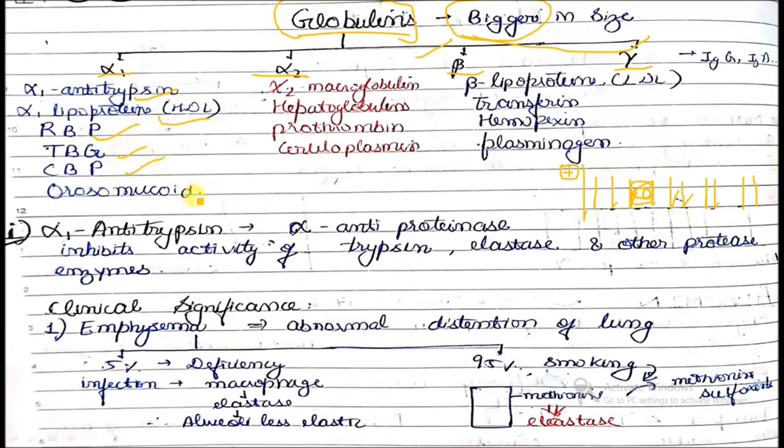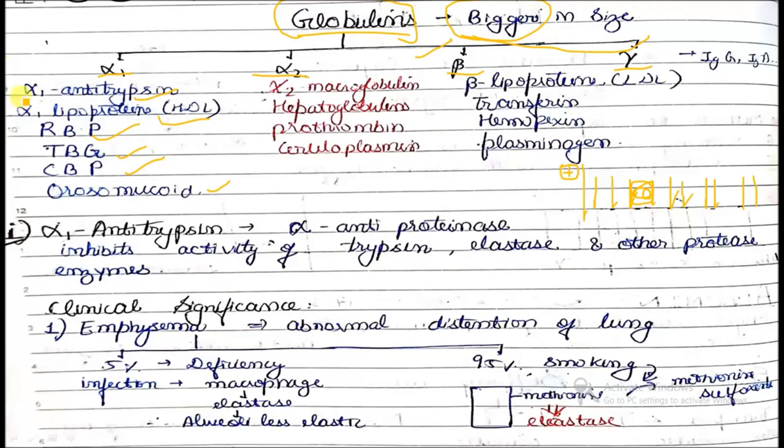Some of them I have mentioned here, like alpha 1 antitrypsin, alpha 1 lipoproteins, which is called high density lipoprotein, retinol binding protein, thyroxine binding globulin, cortisol binding protein, and orosomucoid. Orosomucoid is one of the important transporters of progesterone in the blood.